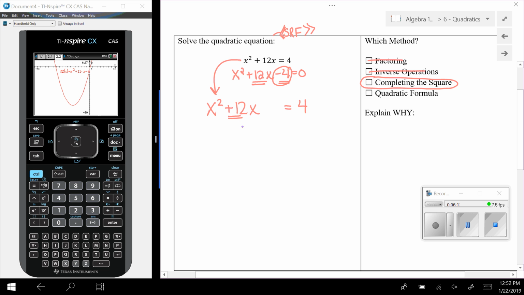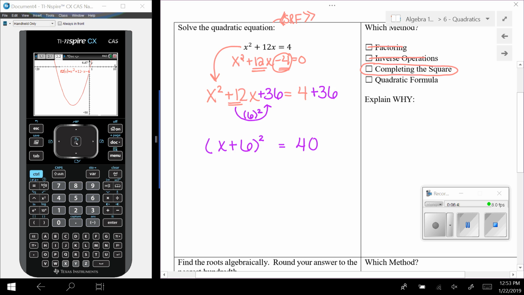Why? Well, because this b value is even, and it's easy to complete the square when your b value is even. Okay, so remember, when you're completing your square, your end game is to get a quantity squared, and then you want equals a number on the other side. All right, so we always take half, right? So half of 12 is 6, and I've got to square him. 6 squared is positive 36, but what I do to one side, I must do to the other side, right? And so x squared plus 12x plus 36 factors into x plus 6 quantity squared, and 4 and 36 is a nice old 40.